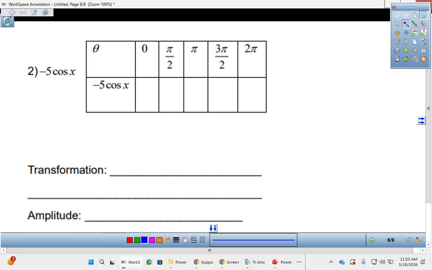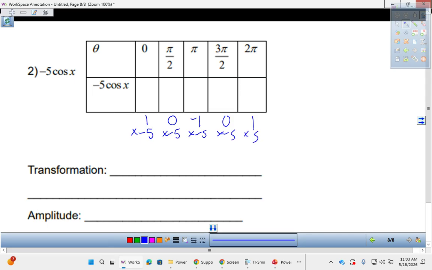Number 2 is cosine, right? So I'm not even looking at the numbers, I'm looking at the cos. If I'm looking at the cosine, I want to make sure I'm using the original cosine values. The 5 critical values of cosine are 1, 0, -1, 0, and 1. And this is -5 cosine. So I am taking the cosine and multiplying it by -5. So I'm going to multiply all the values by -5. That's going to give me my new table.